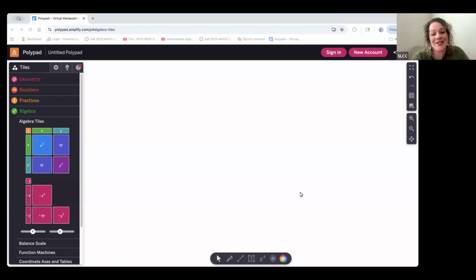Hi, today we're going over section 6.1, solving quadratic equations using the square root property and completing the square. In this video, we'll continue to look at the class activity with the algebra tiles, and we'll do problems 7 through 10.